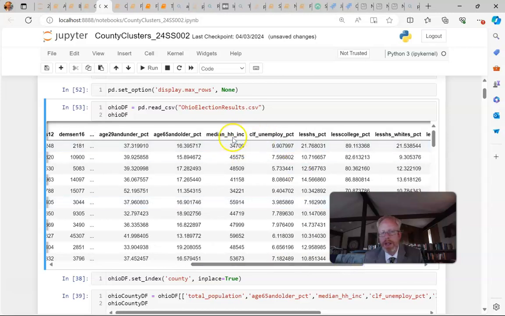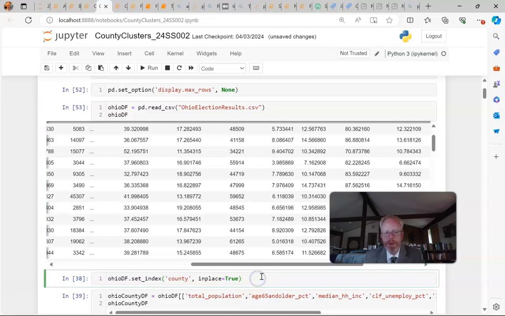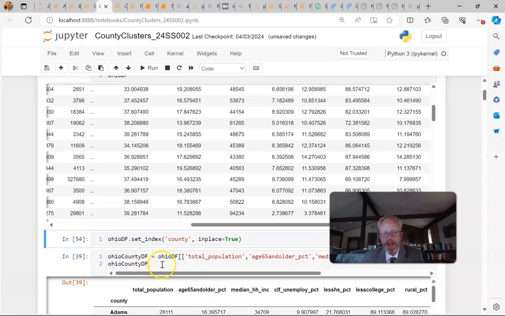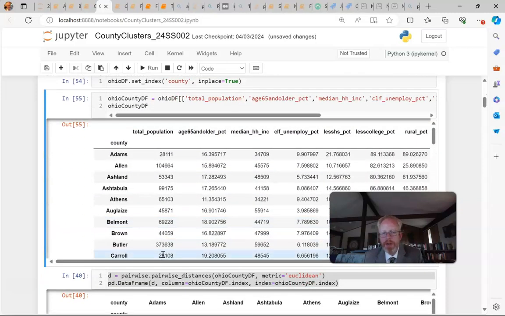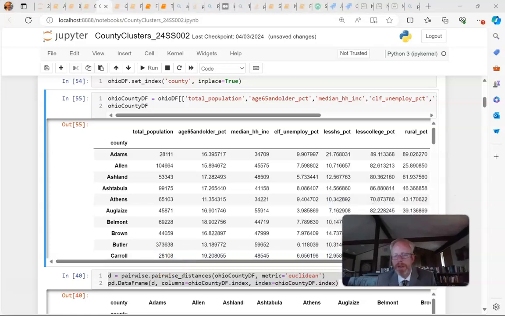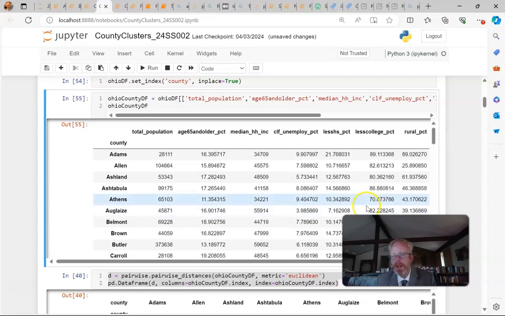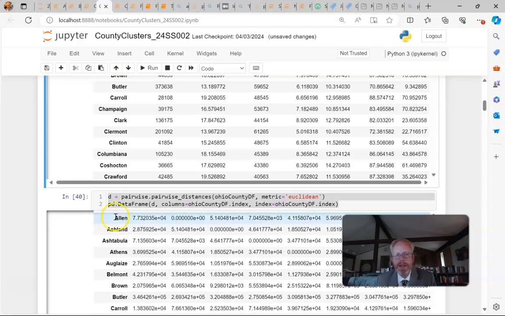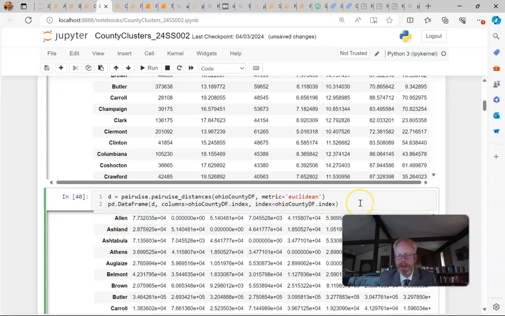We're interested more in these things like household income and unemployment. So first thing I'm going to do is set the index to county from the current numeric item, and then I'm going to grab a subset of only the feature columns I'm interested in. So we'll have a much more concise data frame to deal with. So total population, age 65 and over, median household income, unemployment percent, less than high school percent, less than college percent, and rural percent. Next, let's go ahead and compute distances.